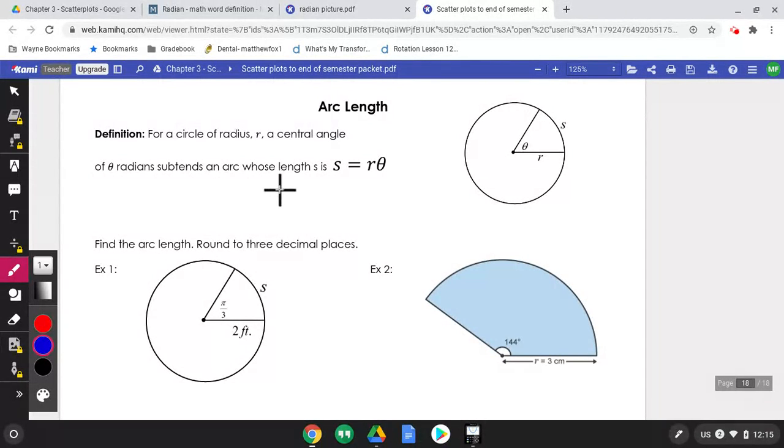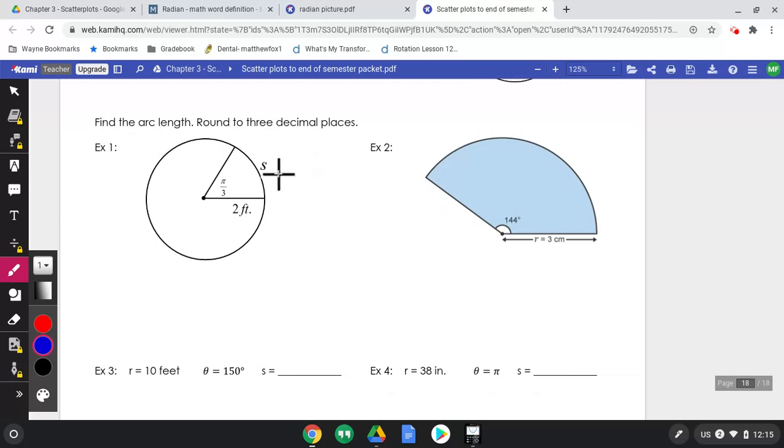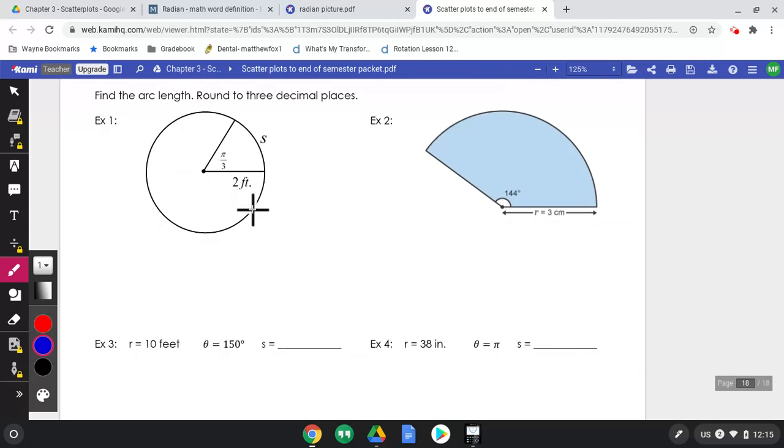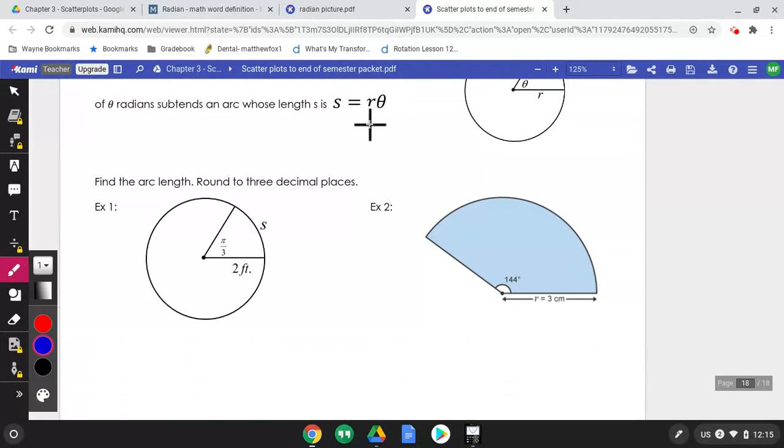Okay, an arc whose length s is s equals r times theta. So whatever the radius is times that angle theta will give us what that arc length is. Now to do this, we could do it in terms of pi. We're going to actually find this arc length and round it to 3 decimal places. Okay, so if we look here, we have pi over 3. That's our angle. And my radius is 2 feet. So all I have to do, it's already in terms of radians because it's pi over 3.